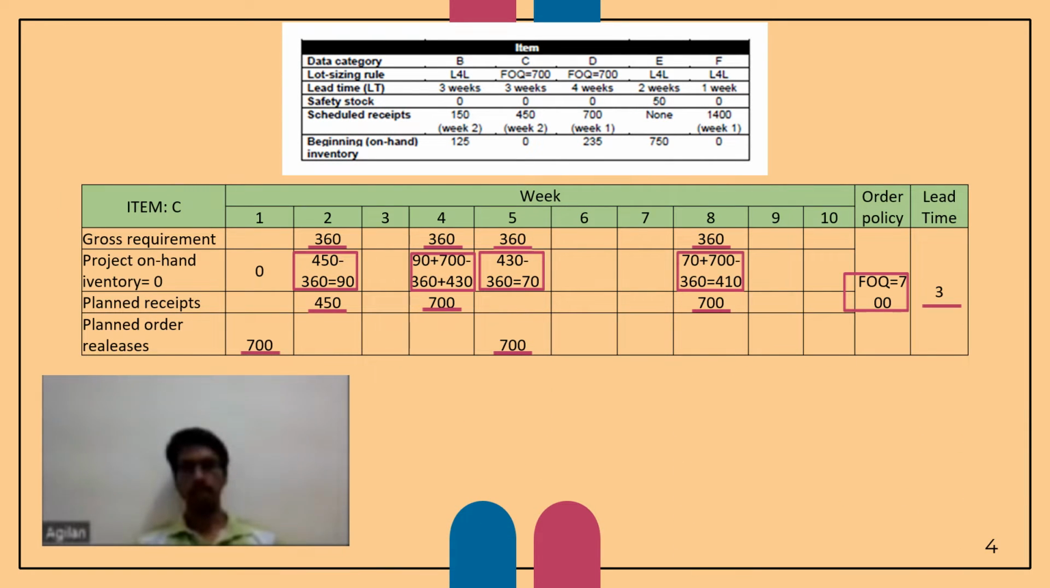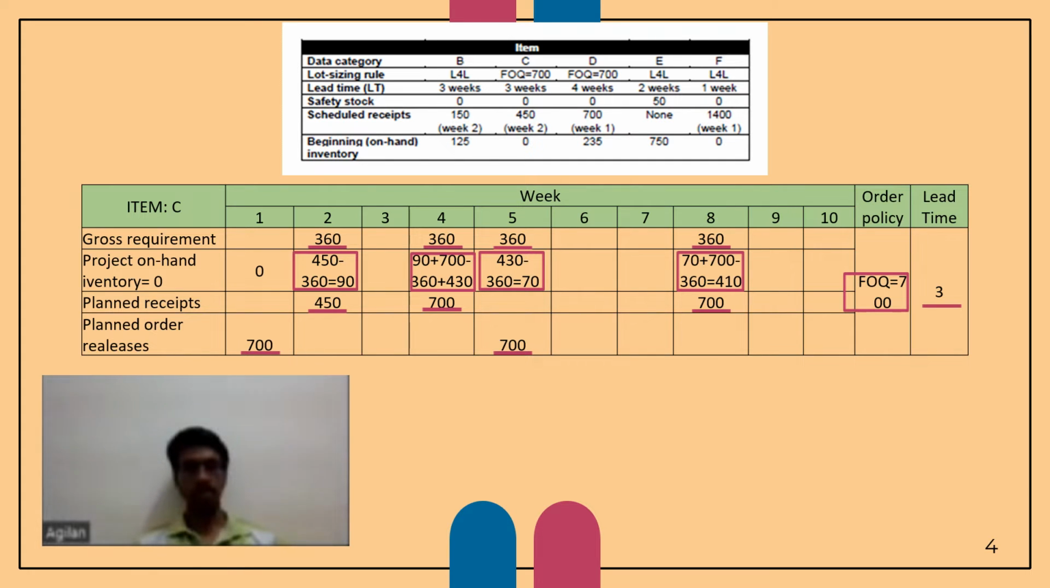Okay, now let's move on to item C. We can see here item C is 3C. So the total gross requirement on week 2, week 4, week 5, and week 8 is 360, since it is 3C, so 3 times 120 equals 360.